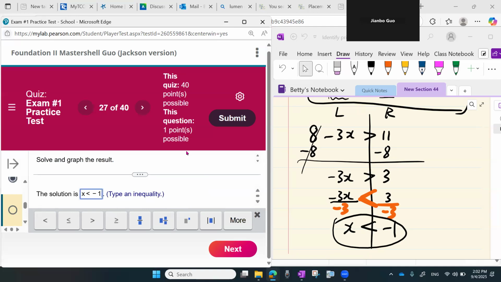Oh, not done yet. I have to choose the graph. Since we have strictly less than, there's no bar under this symbol. We're going to have an open circle at -1. Yeah, the bottom two. Yeah, let me make it bigger.